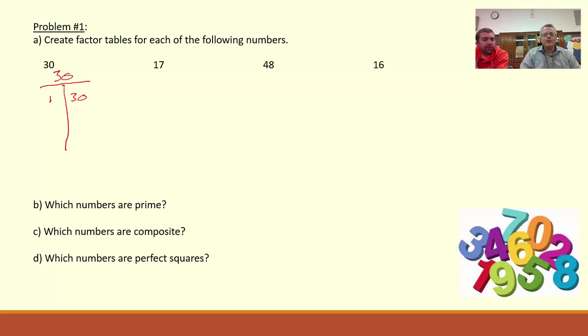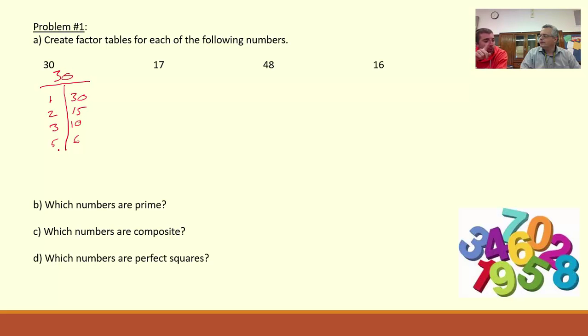So 1 times 30 is 30. Then we go up: 2 and 15. Can 30 be divided by 3? Yes, 3 and 10. How about 4? No. 5? Yes, 5 and 6. We keep going, just testing the numbers: 1, 2, 3, 4 wasn't, 5. But we should know when to stop.